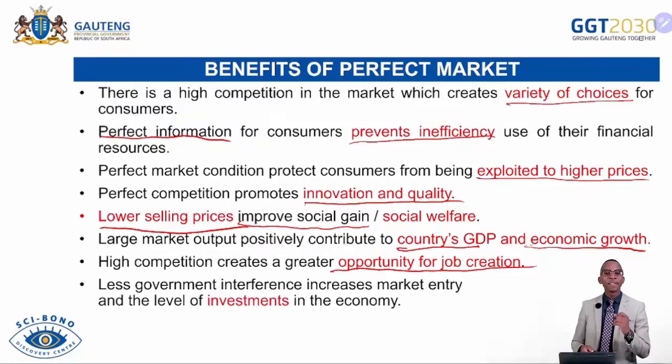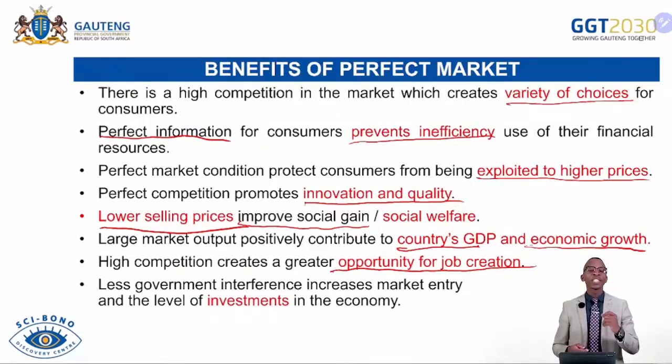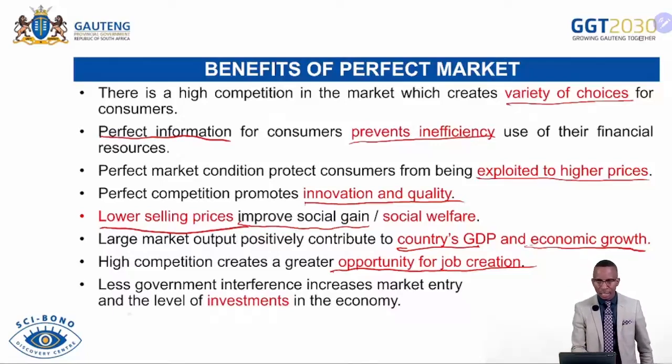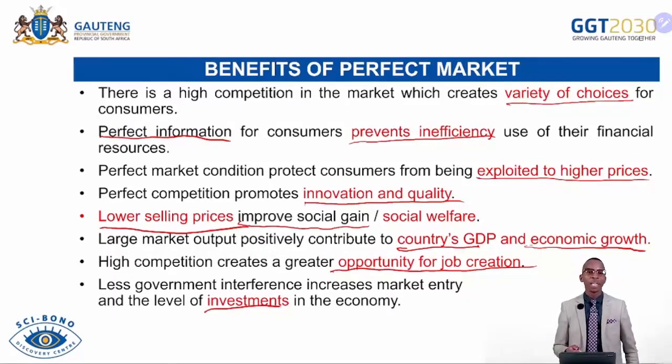Less government interference has a tendency of attracting investors to invest in the economy. If in the economy there is less government intervention, even foreign direct investors are attracted to come and invest in the country because government does not heavily regulate the market. So less government interference or intervention increases market entry and the level of investment in the economy. New firms are always attracted to enter. Even foreign direct investments are attracted to enter the market and invest because the government does not intervene or interfere to regulate the market.